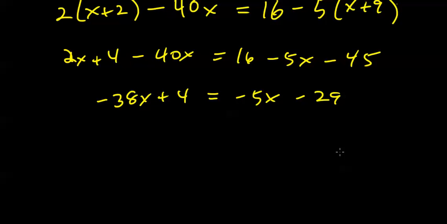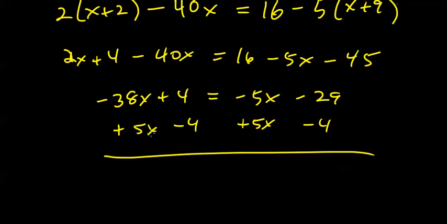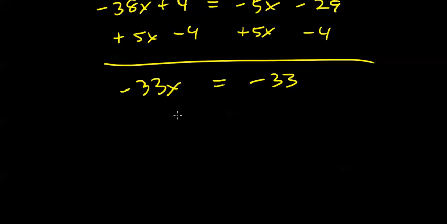Alright, on we go. What do you want to do? Well, I suppose some might add 5x to both sides. If you're going to do that, then you would probably subtract 4 from both sides. So minus 38x plus 5x is minus 33x. On the left, everything else cancels out. On the right, minus 29 minus 4 is, guess what, minus 33. Oh, that looks convenient. I suppose things were rigged to happen that way.